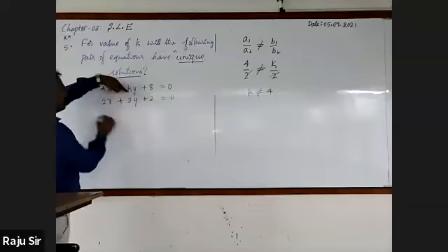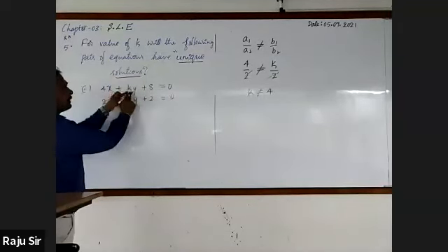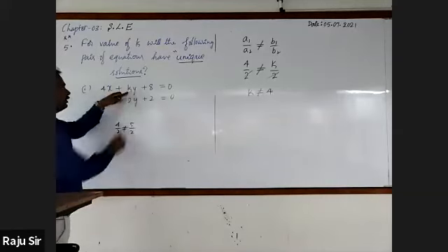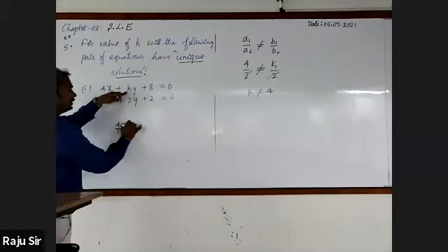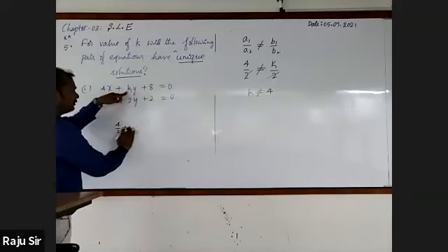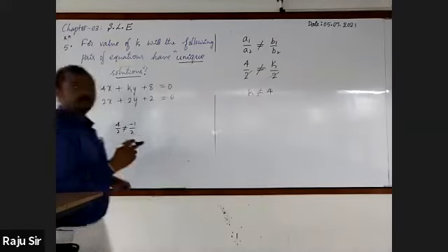If I take, see, first ratio is 4 by 2 and second ratio K, in place of K other than 4, you may take 5, it will be 5 by 2. See, they are not equal. You may take 11, then it is 11 by 2, they are not equal. You may take minus 1, 4 by 2 is not equal to minus 1 by 2.